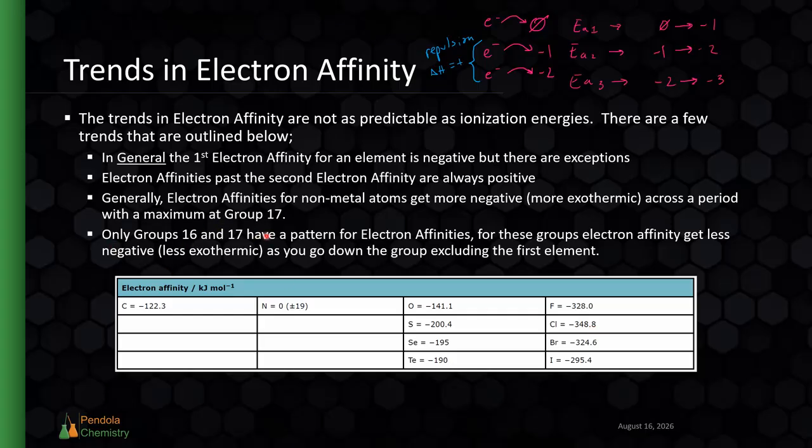And finally, only group 16 and 17 elements have a pattern for electron affinity down the group. The electron affinity gets less negative or less exothermic as you go down the group, excluding the first element. So as you can see, we go -141 to -200. So excluding the first jump, then it goes down: -200 to -195 to -190. Again, if we exclude the first jump from -328 to -348, then it starts going down from -348 to -324 to -295. So these are the trends in electron affinity.